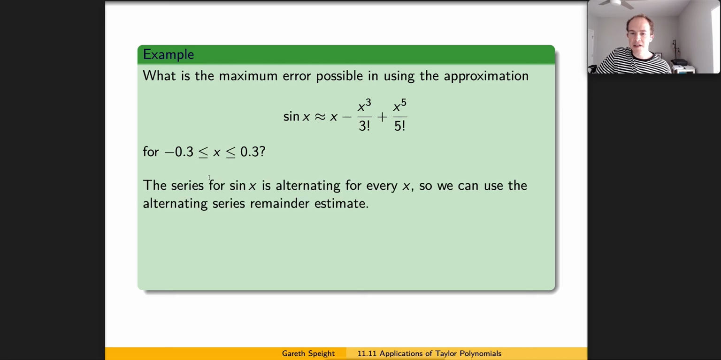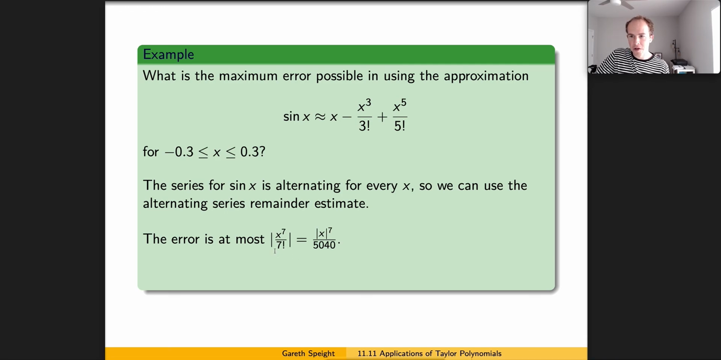So the series for sine x is always alternating, right? It starts with x minus x cubed over 3 factorial plus x to the 5 over 5 factorial. There's going to be minus x to the 7 over 7 factorial plus x to the 9 over 9 factorial, and so on. For every value of x it's always alternating in sign, so we can just use the alternating series remainder estimate. So the error is at most the next term along. Here the next term was going to be negative x to the 7 over 7 factorial. The error is the absolute value of that, or the positive part of that.